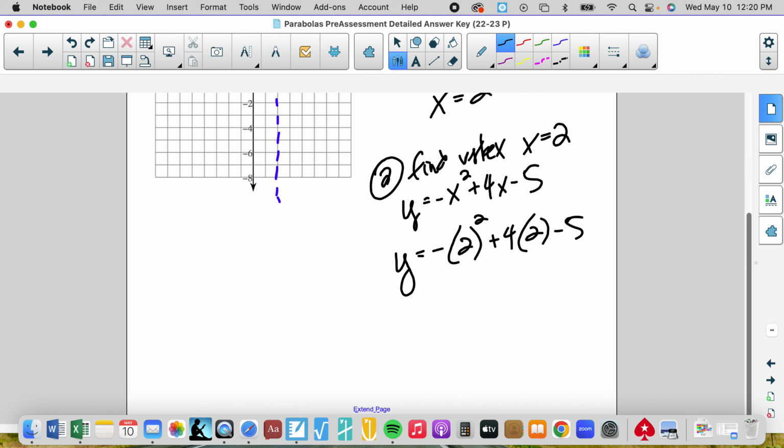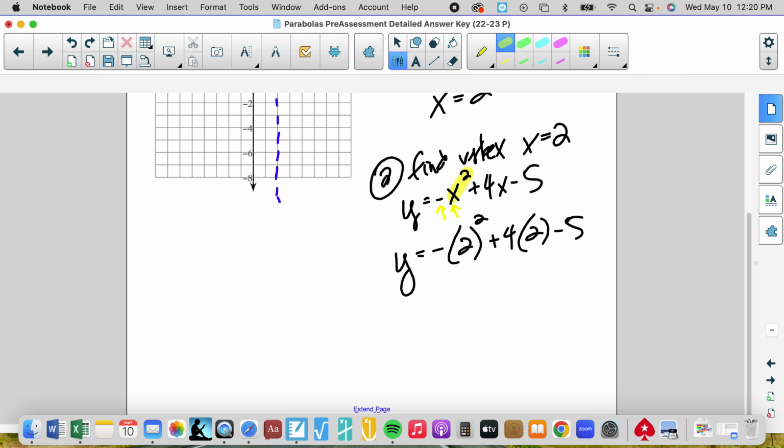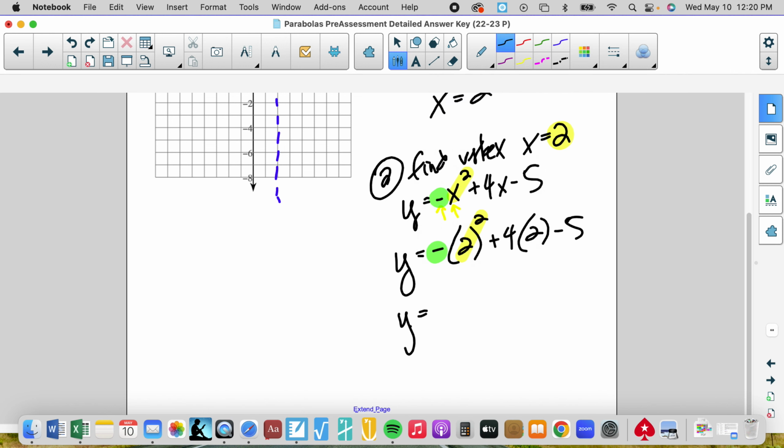I'm squaring. You notice that there are no parentheses including the x and the negative. So we need to understand that we are squaring x and then taking the opposite value. So we're going to square my x value, and then we're going to attach the negative. If I do this properly, I'm going to square before multiplying. So 2 squared is 4, and then I have my negative. I have 4 times 2, which is 8, minus 5. Negative 4 plus 8 is 4, minus 5. 4 minus 5 is negative 1.